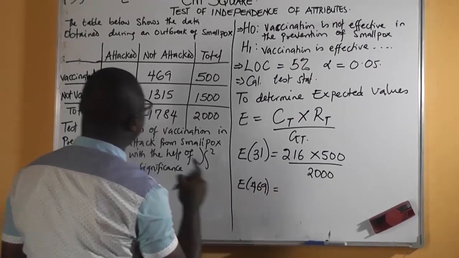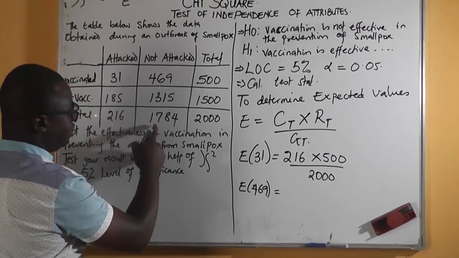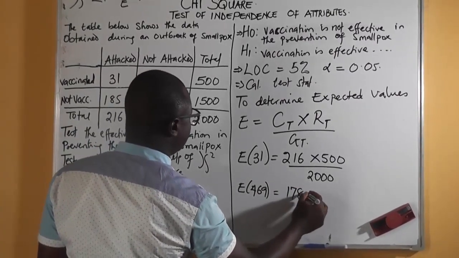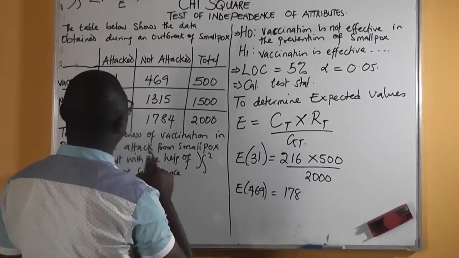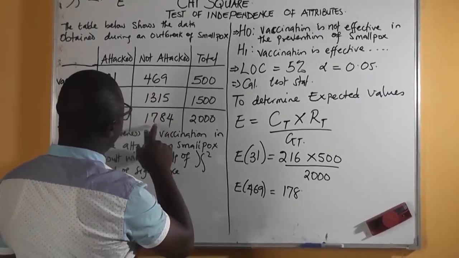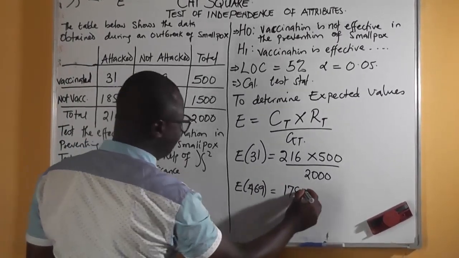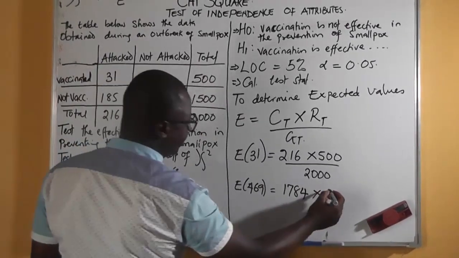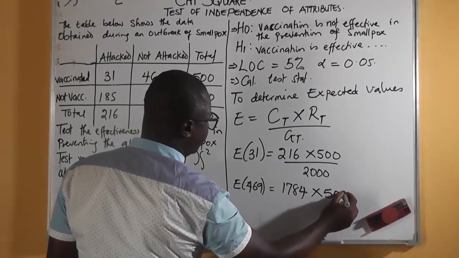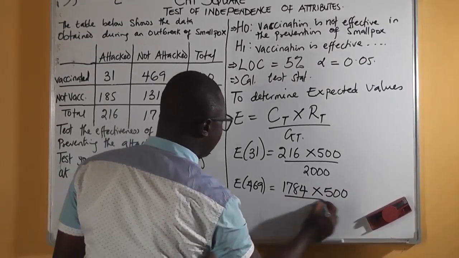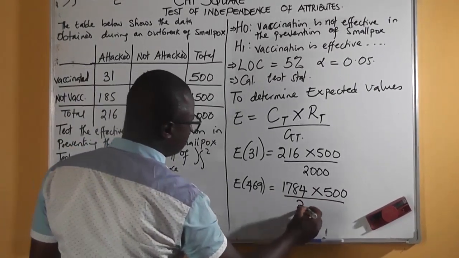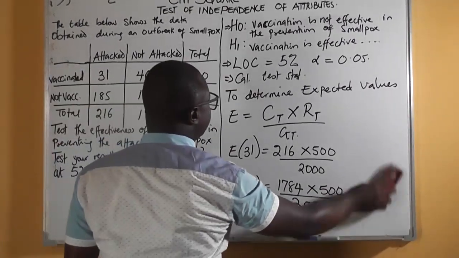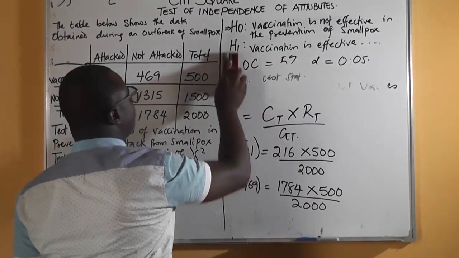469 will be what? Column total again, which is 1784, multiplied by row total, which is still 500. Everything over 2000. Alright? Let me clean it up so that I will use this side to complete it.